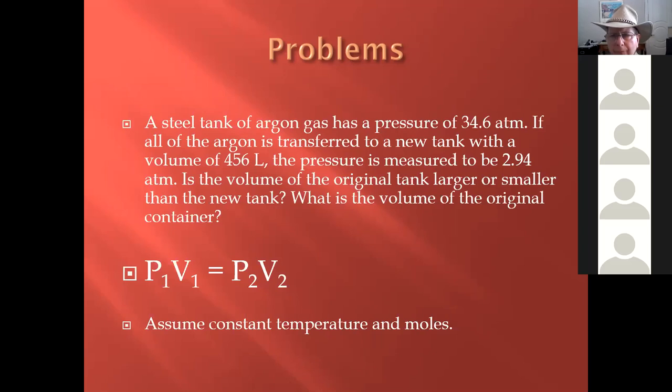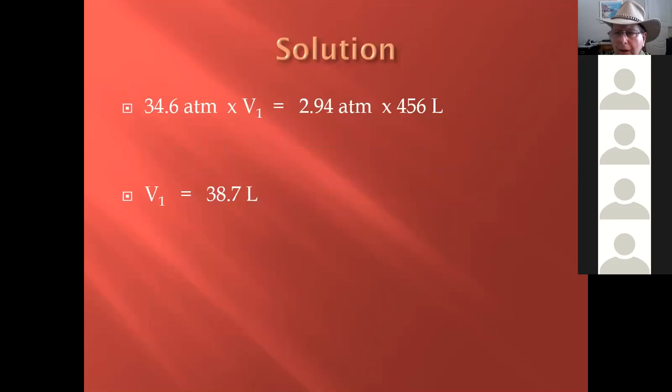Oh, well, it's 34.6 times 456 divided by 2.9. All right. Is that true? Look at the question. This is why I told you, it's very important that you are able to discern which parameter stays with which parameter. Oh no, it's 456 and 2.9 divided by 34.6. We do that out and it's 38.7 liters. Questions on Boyle's law, guys?